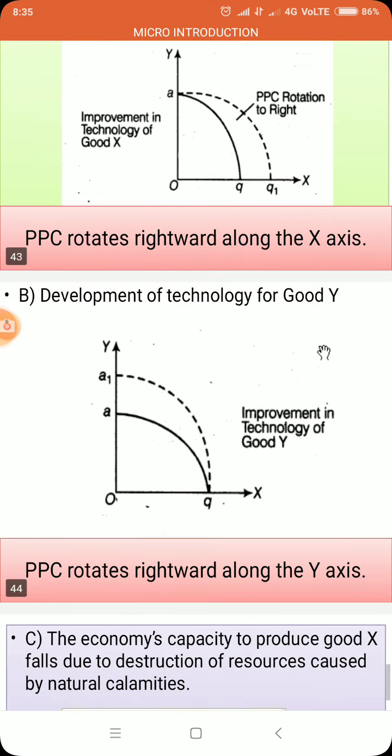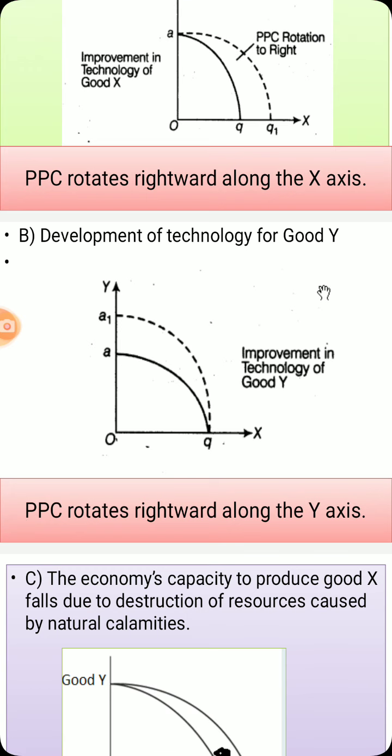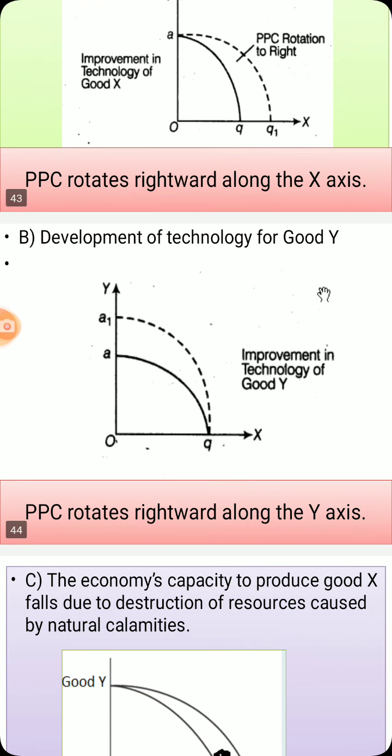Similarly, in the second case, you can see efficient technology for the production of good Y. We are getting better technology for good Y. In that case, the production possibility curve rotates rightward along the y-axis.